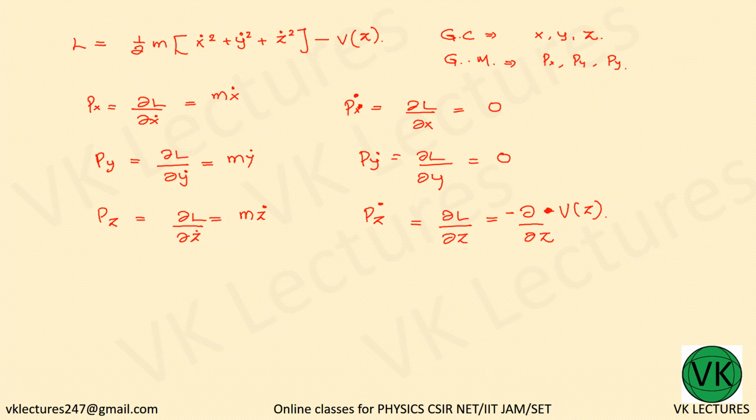So there is no force along the x direction, there is no force along the y direction, there is a force along the z direction. That means that when you consider this Cartesian coordinate system, this is z, this is x and this is y, there is gravity acting on this particle, which is V of z, given by mgz. It's gravity.